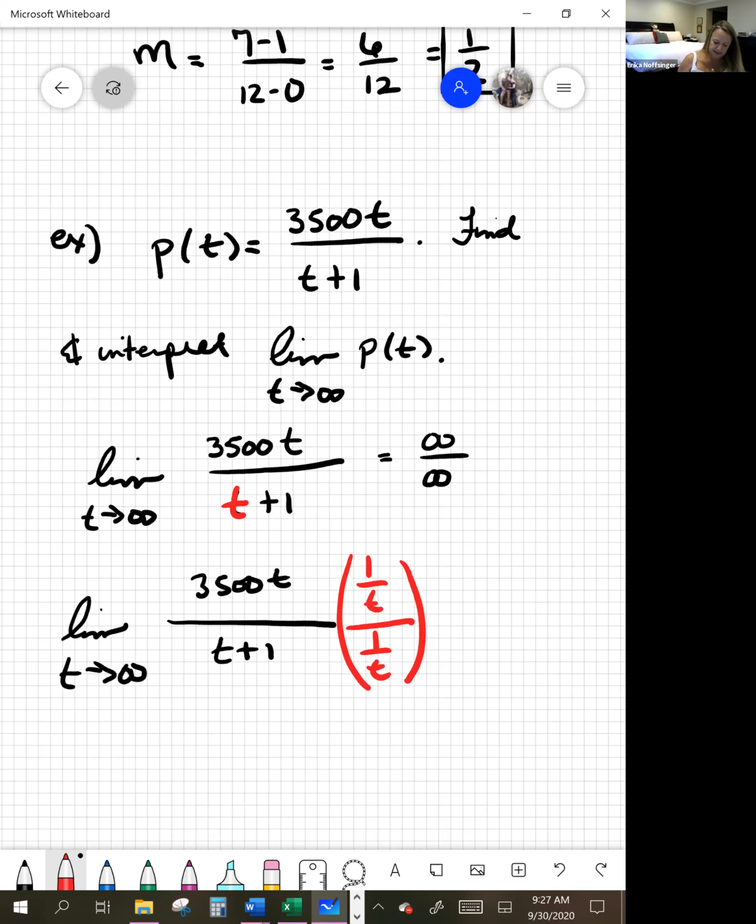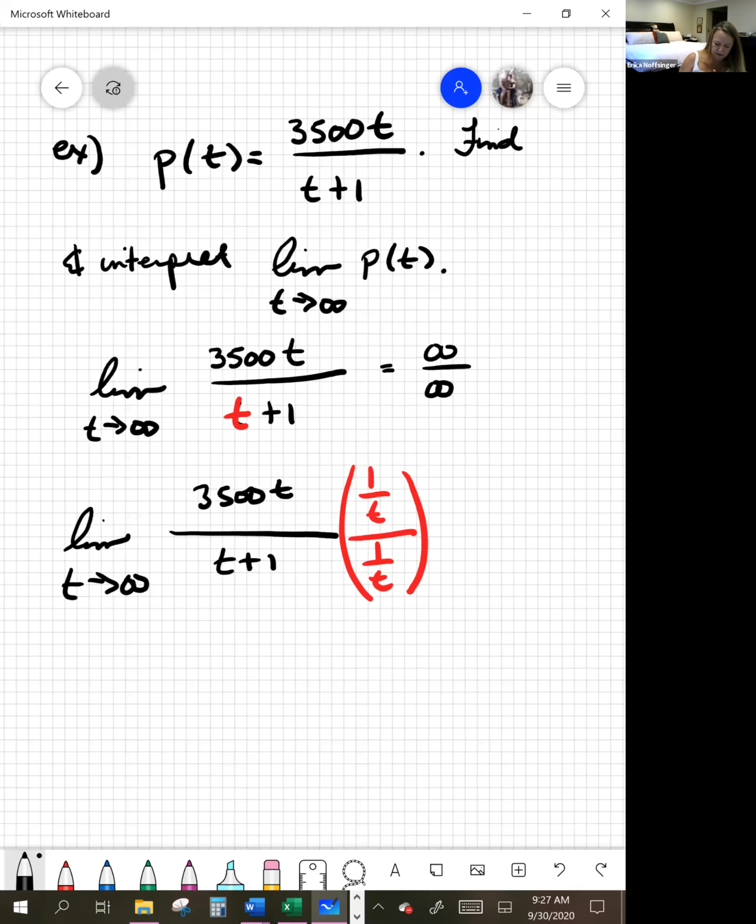So if we do that, the limit as t goes to infinity. Well, notice that our t's are going to cancel in that numerator. So all we're left with is that 3,500 all over, well, this has to distribute. So t times 1 over t, t over t is 1. Plus, well, nothing cancels here, so this is 1 over t.